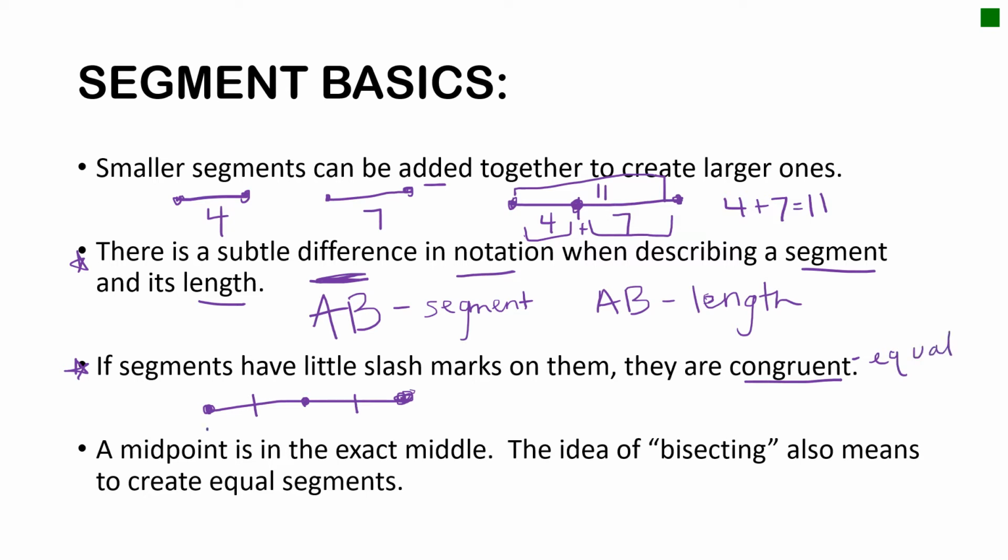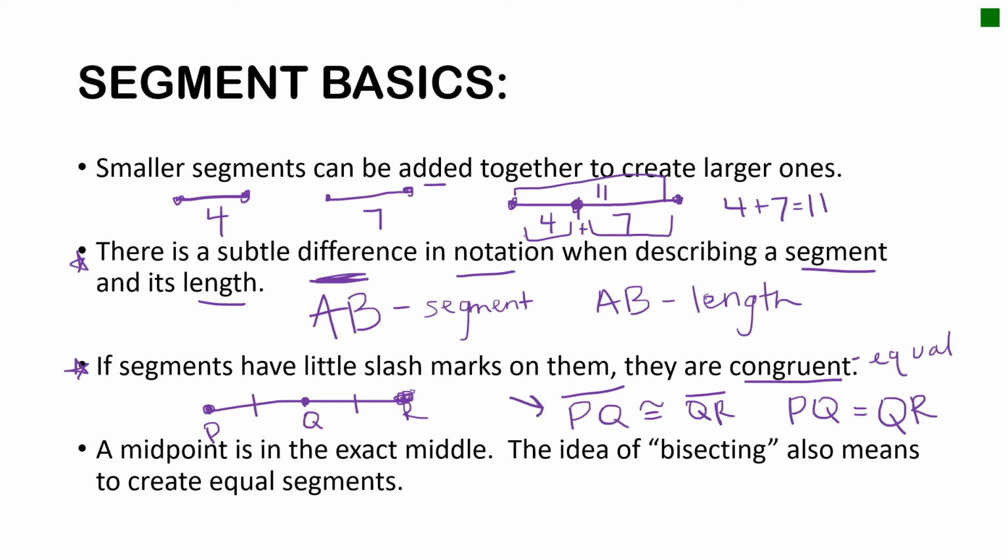So if this was a segment PQR, this would mean that segment PQ is congruent to segment QR. But this also means that PQ equals QR. Now, what's the difference in these? Here, this first notation, I'm talking about the segments.